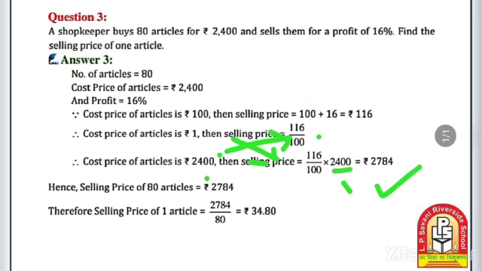So our answer is 2784. Hence the selling price of the 80 articles is equal to rupees 2784. Therefore the selling price of one article is 2784 divided by 80, because the total number of articles is 80 and we have to find the price of one article, that is 34.80 rupees each.